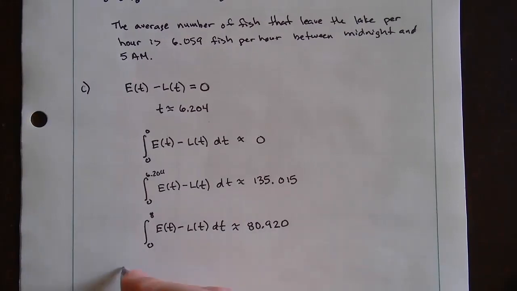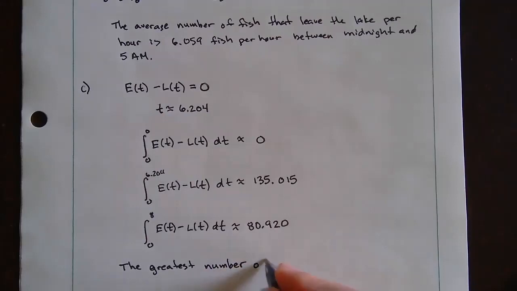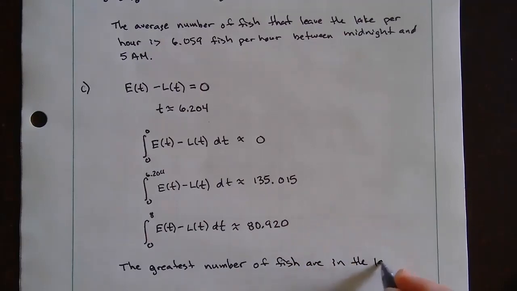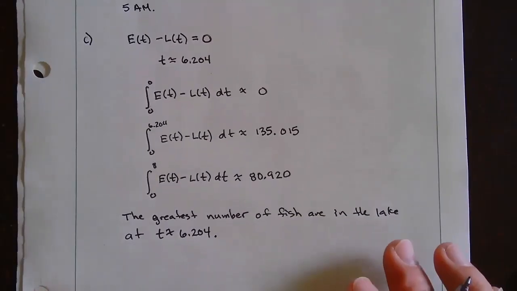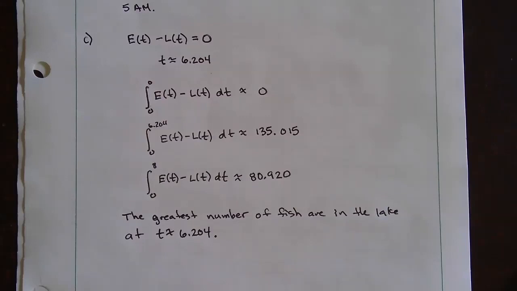So we would just say the greatest number of fish are in the lake at T is approximately 6.204. And 6.204 hours if you wanted to put units on there. Let me slide it up a little bit so you can see it. The greatest number of fish are in the lake at T equals 6.204 hours. So that'd be 6 a.m. plus a few minutes, about almost a fifth of an hour.